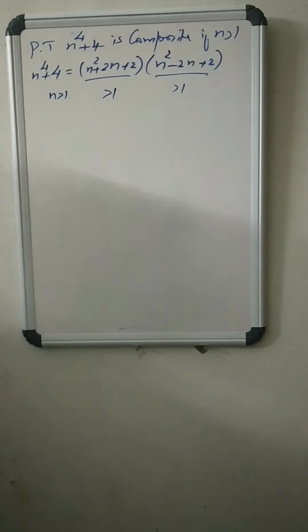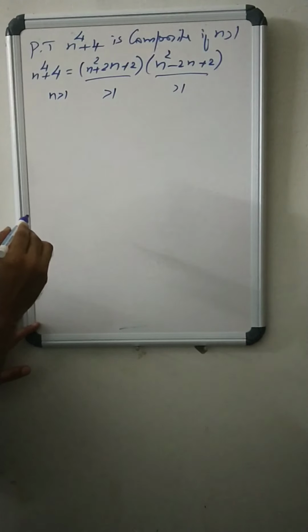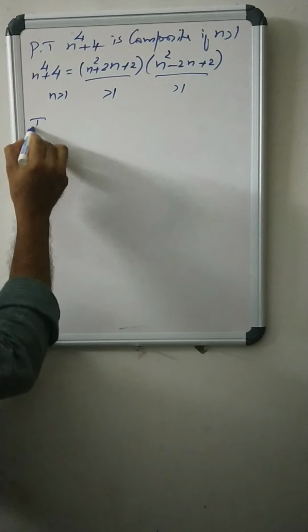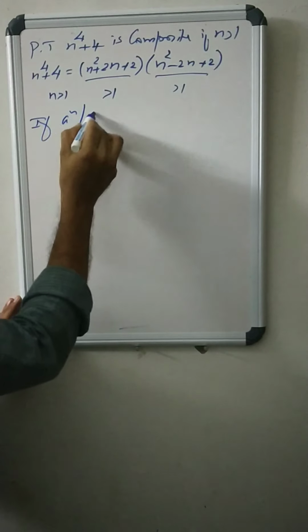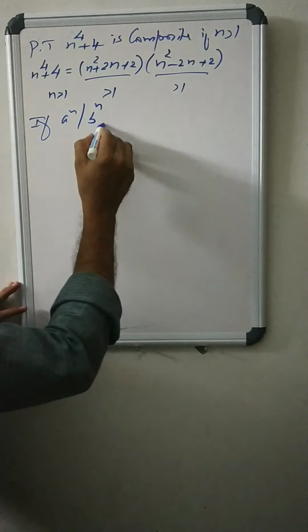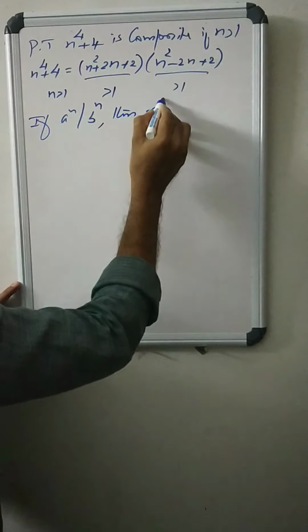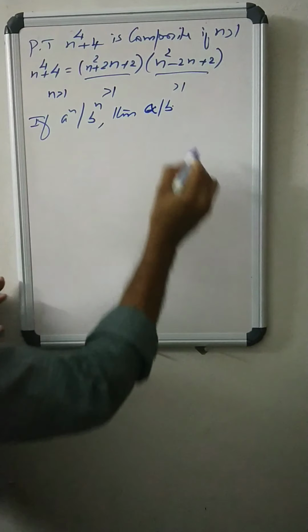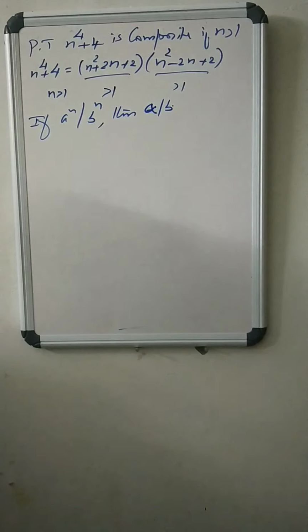Now consider another result or another problem. If a power n divides b power n, then a must divide b. How?